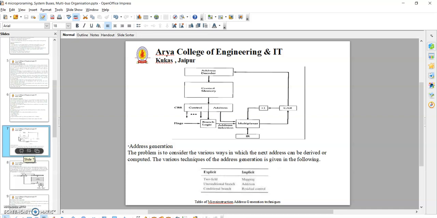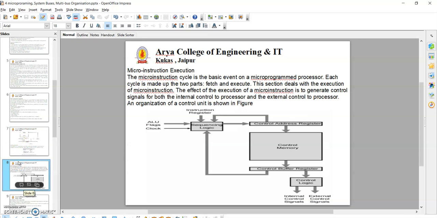This section deals with the execution of micro instruction, and the effect of execution of a micro instruction is to generate the control signals for both the internal control to the processor and the external control to the processor. As you can see from the diagram, this is the control unit. You can see the ALU flags, clock, instruction register, sequencing logic, control address register, control memory, control buffer register, and control logic. That includes both circuits, internal and external control signals.